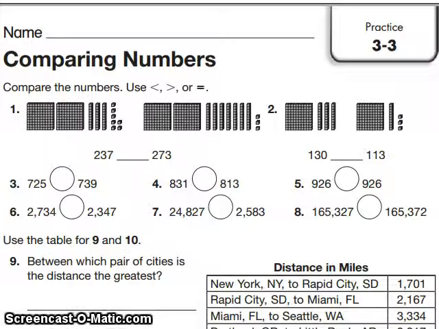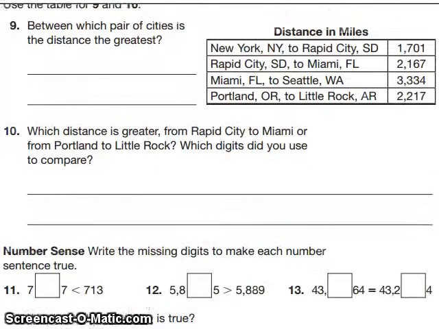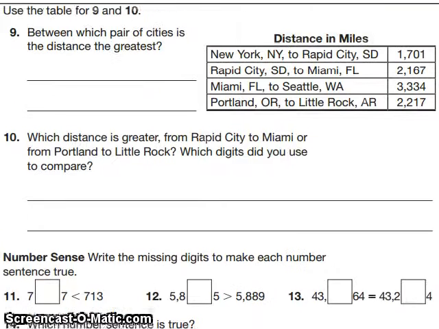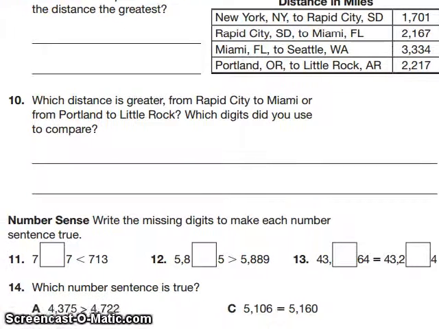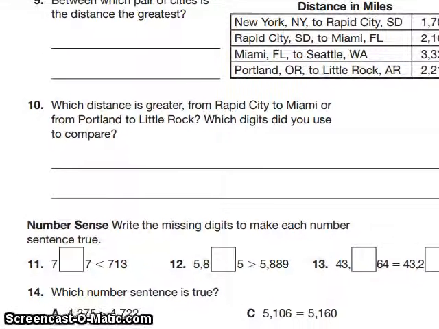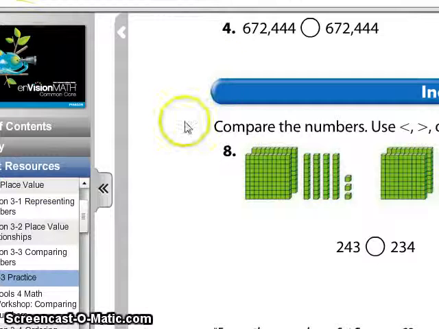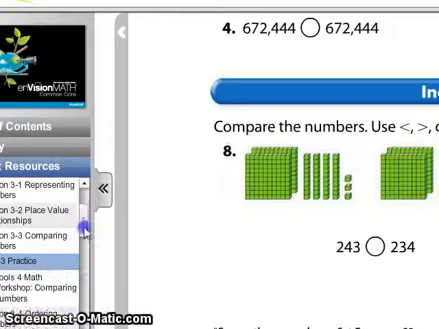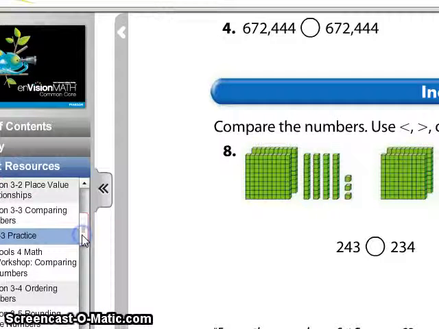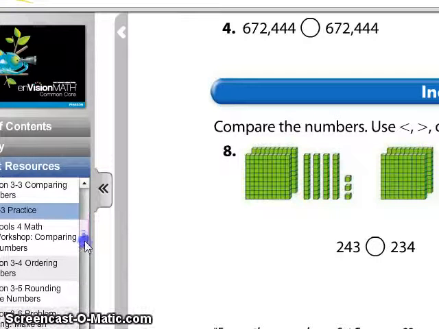Practice page 3-3. All you're doing is comparing the numbers. It looks like 15 questions on practice page 3-3 that you're going to need to complete. This will be your homework. I'm not going to make you do the homework everyone else is doing because you're having to catch up anyway because you were in GT. So if you will just do practice page 3-3 for homework, you will be good to go.